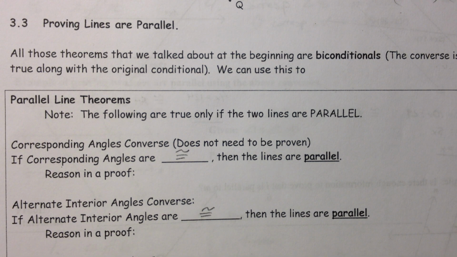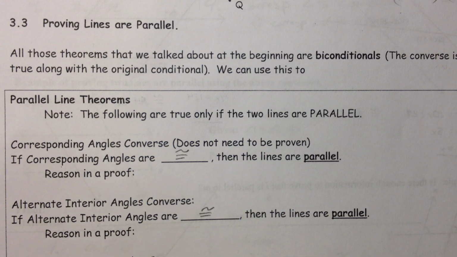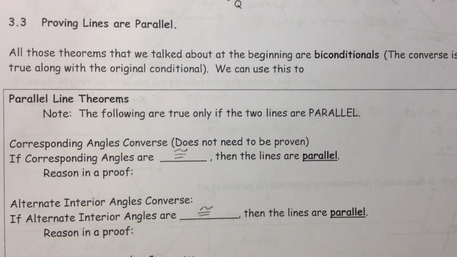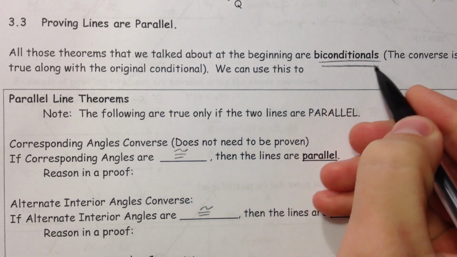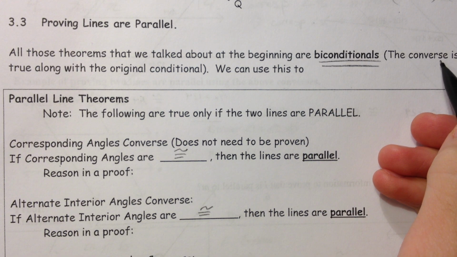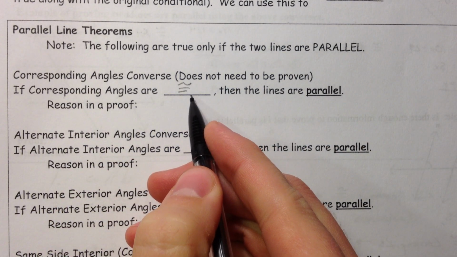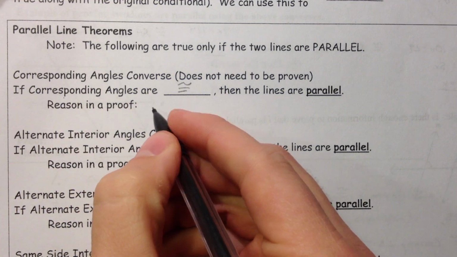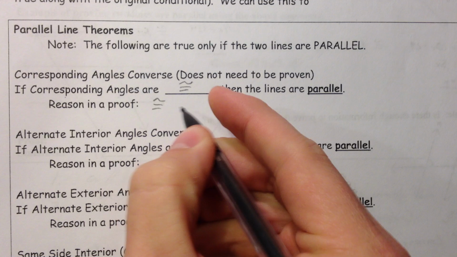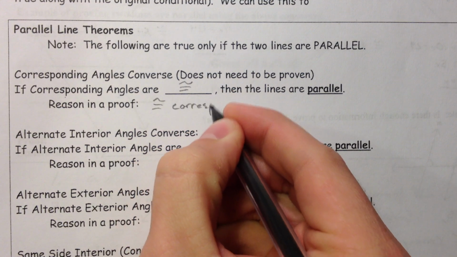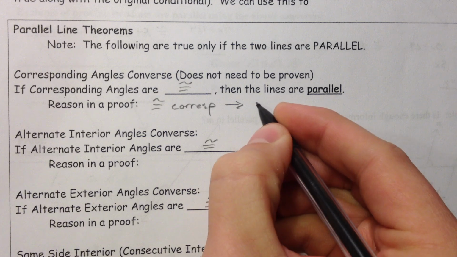Alright, so in the last section, we used parallel lines to our advantage. We said, okay, these lines are parallel, so that means all of these things are congruent or all of these things are supplementary. And now we're going to reverse those, because all of those theorems that we already talked about are biconditionals, meaning the converse is also true. Before we said if our lines are parallel, then we have congruent corresponding angles. So now we're going to say, if we have congruent corresponding angles, then our lines are parallel.